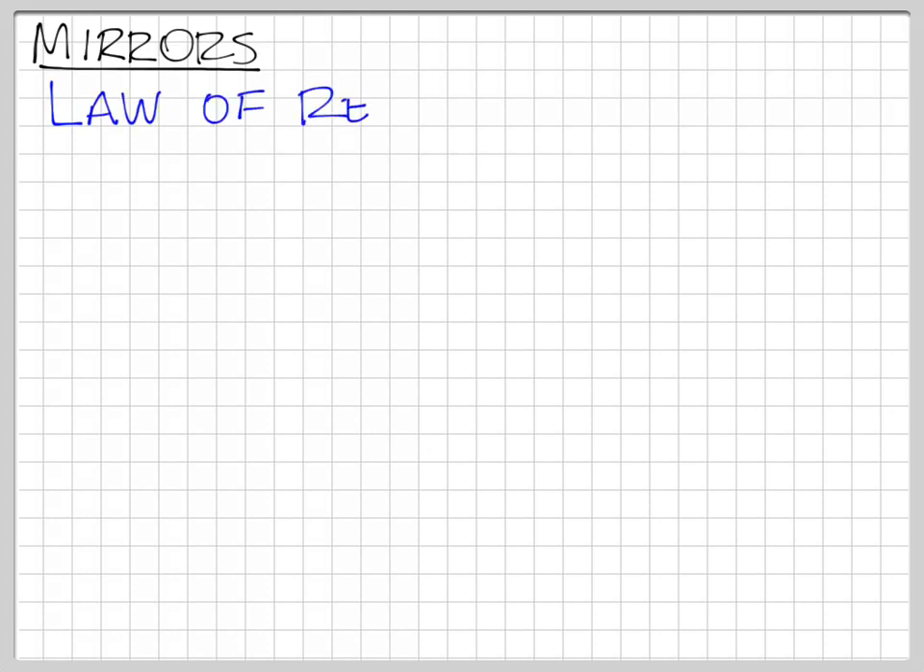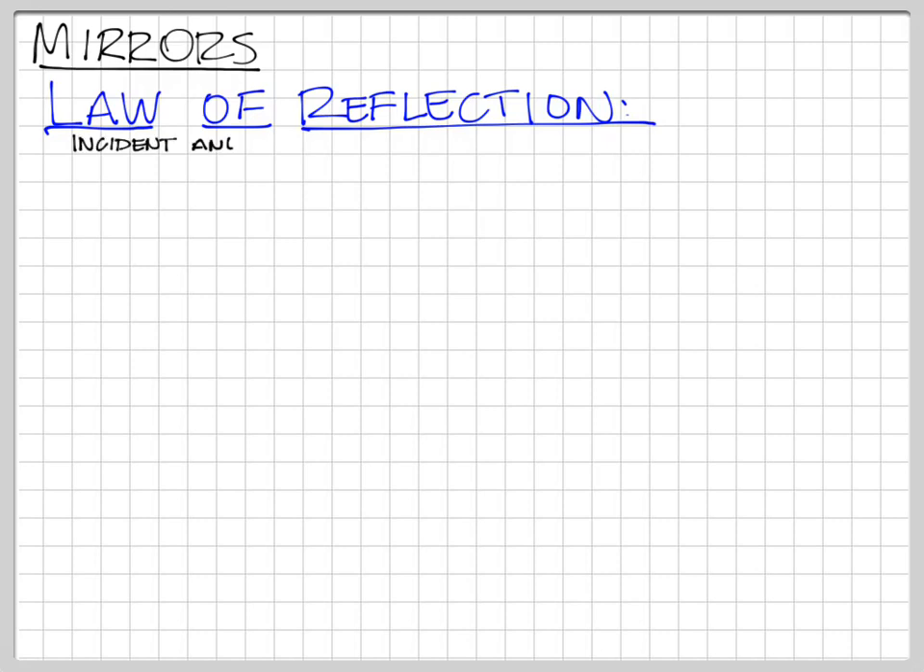Alright, today we're going to talk about mirrors. The first thing we're going to talk about is the law of reflection. This is going to be true for anything that we do with a mirror. This is really simple. I kind of already took notes on it. But for the law of reflection, the incident angle will always equal the reflected angle every single time.